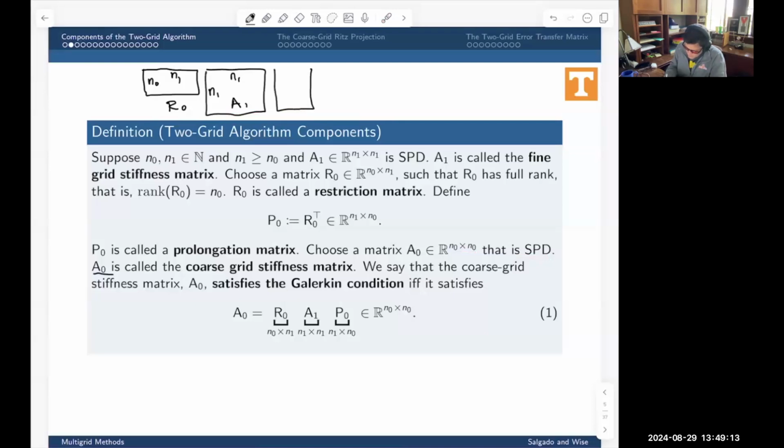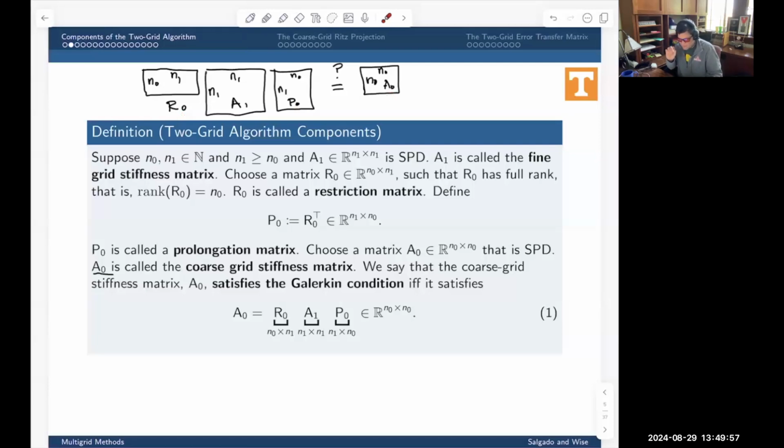Now, I didn't complete my picture here. Completed picture would be, so ultimately I'm going to multiply R times A times P, and P has N1 rows and N0 columns. And then I'm going to ask a question. I have this smaller stiffness matrix, N0 by N0, which we call A0. And the question is, is this matrix equal to this product? R times A1 times P, so R0, A1, P0. Is A0 equal to that product?